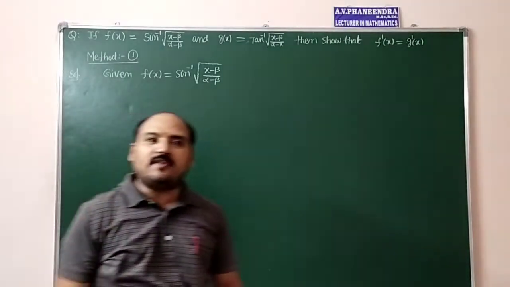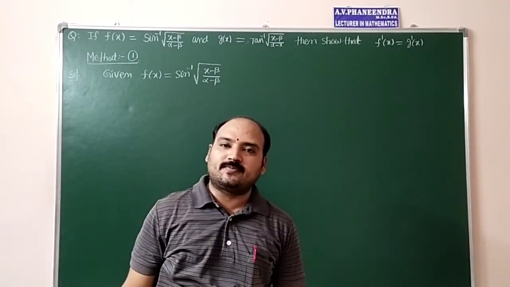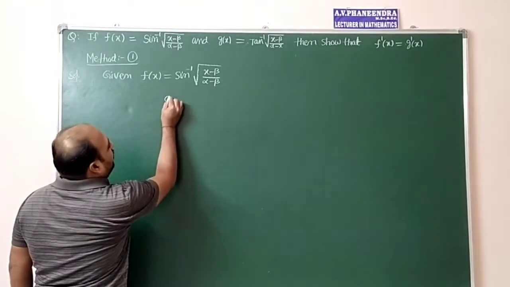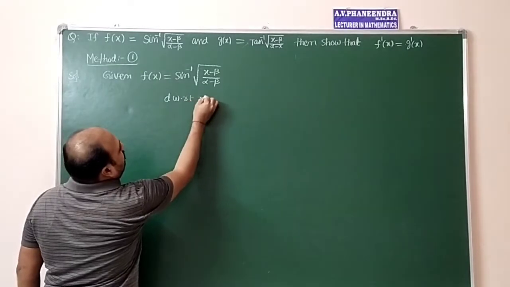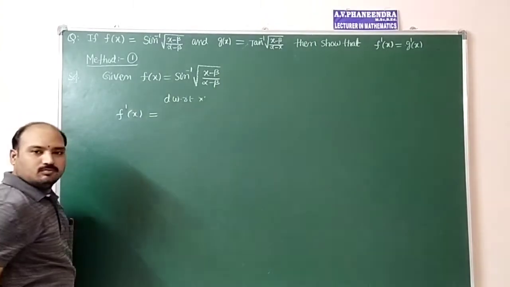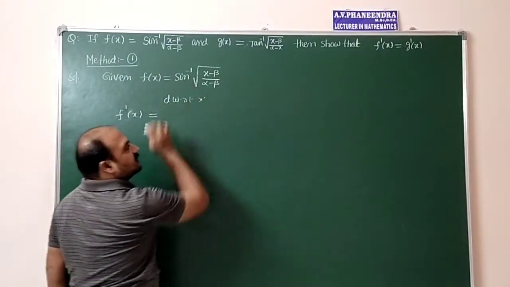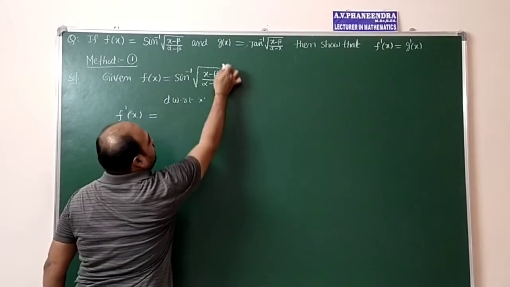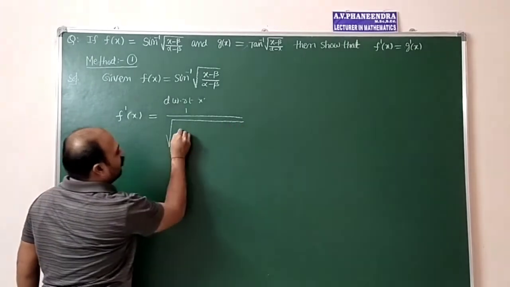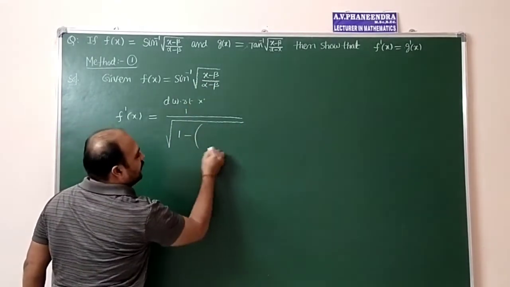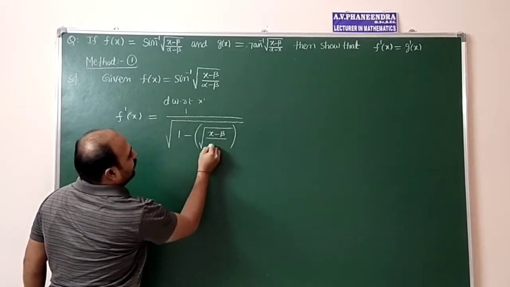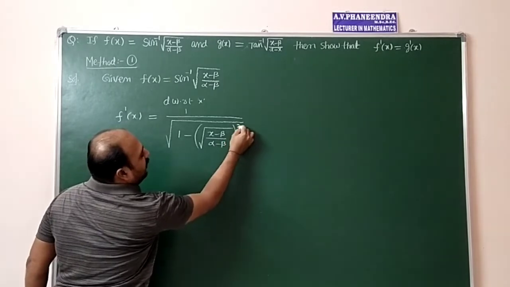We know that the derivative of sin inverse x is 1 by square root of 1 minus x square. So differentiate with respect to x. F of x derivative is f dash of x is equal to d by dx of sin inverse x. In place of x, this function is there. So 1 by square root of 1 minus x square. In place of x, square root of x minus beta divided by alpha minus beta whole square.